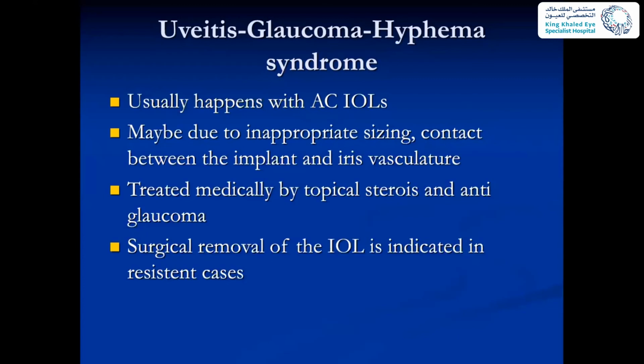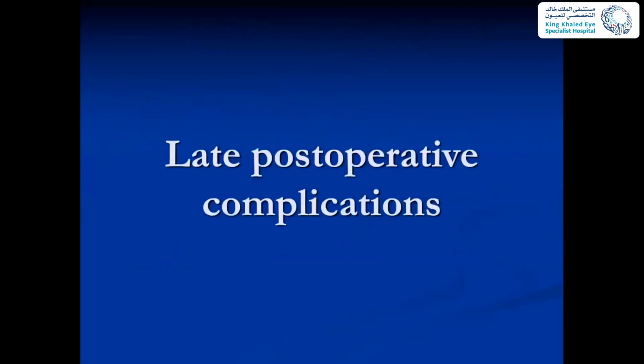There will be friction of the IOL with the iris, causing release of inflammatory cells in the anterior chamber and causing glaucoma, and also ongoing bleeding due to this friction. It is treated medically by topical steroid and anti-glaucoma, but for some resistant cases, we have to remove the intraocular lens to get rid of this syndrome.